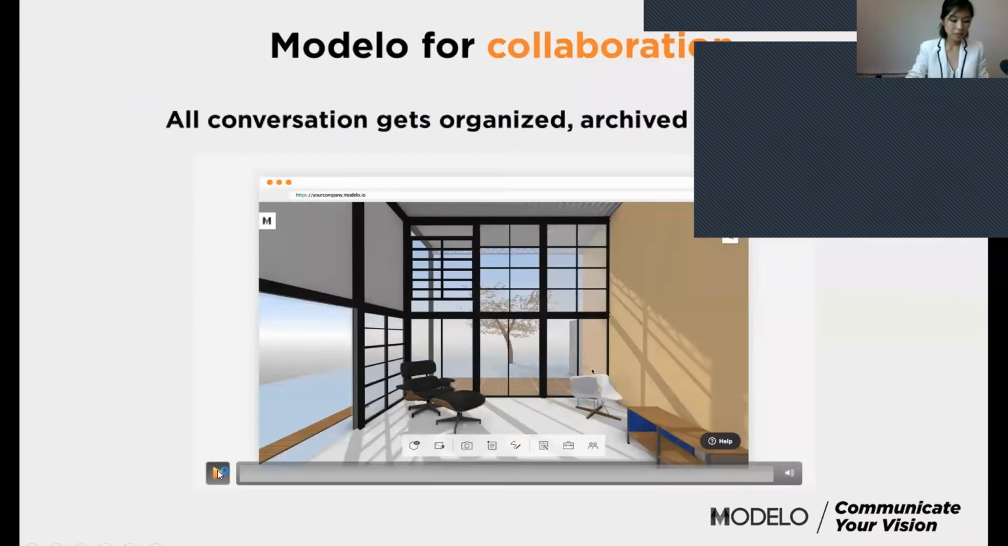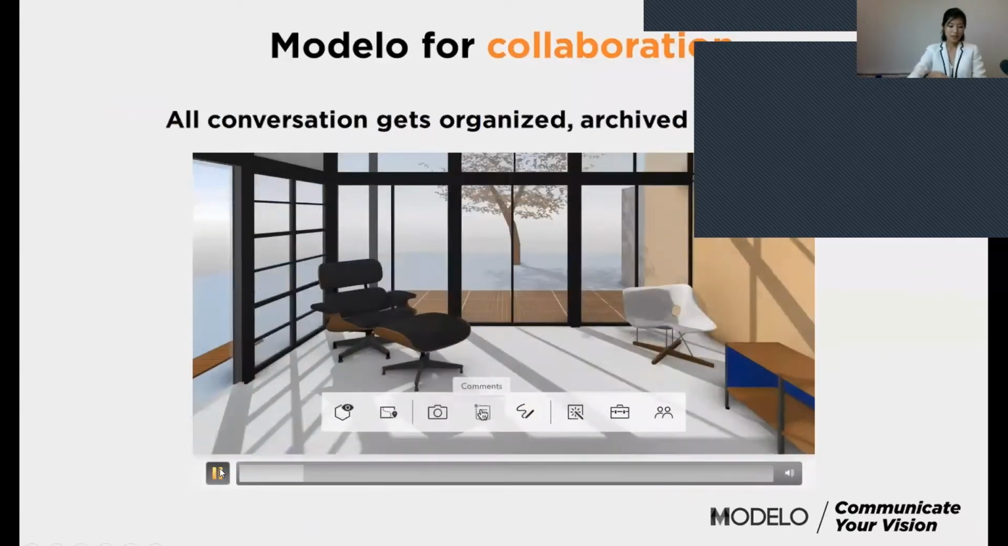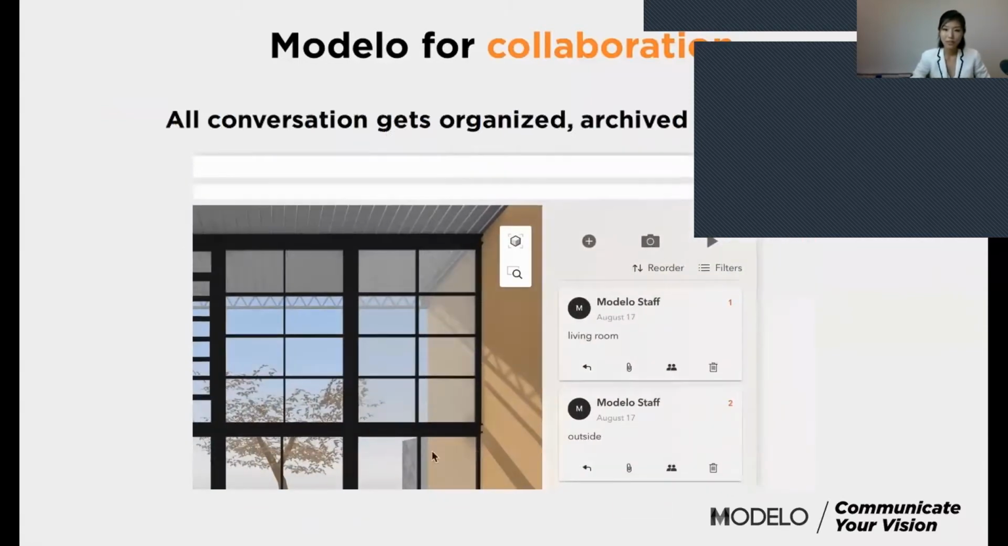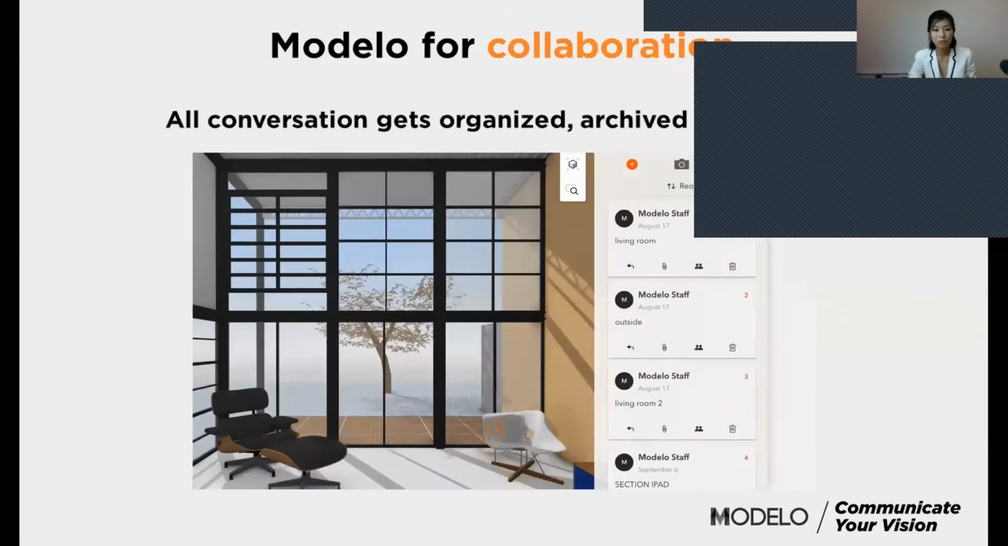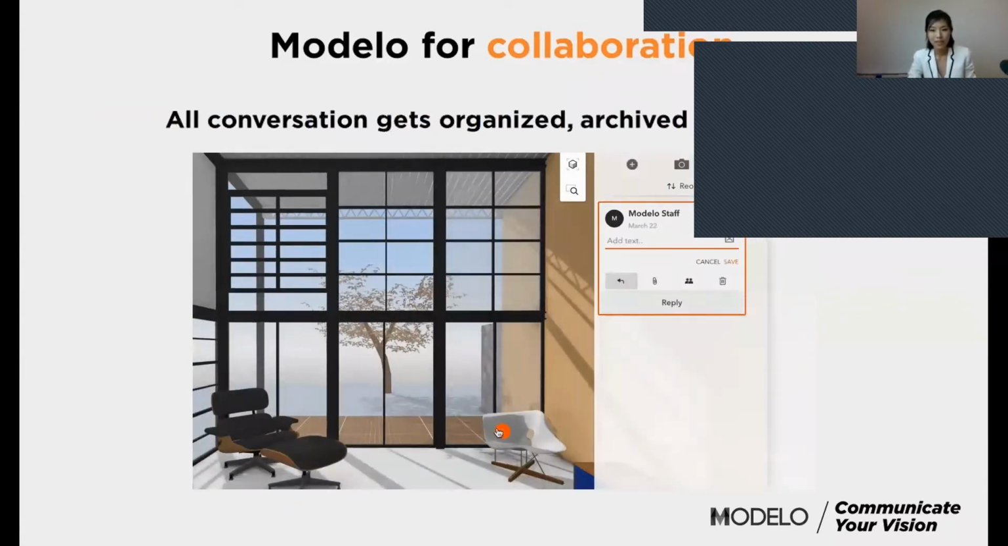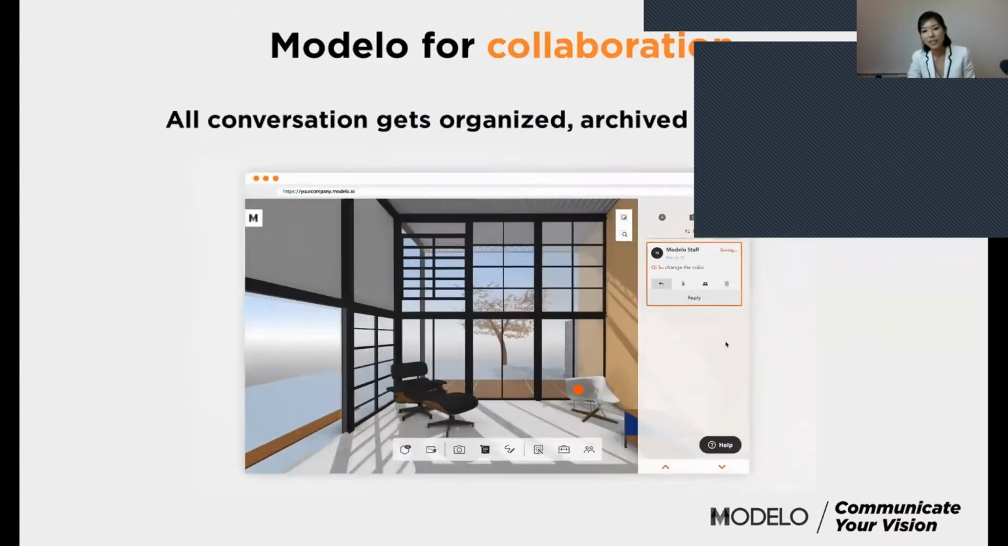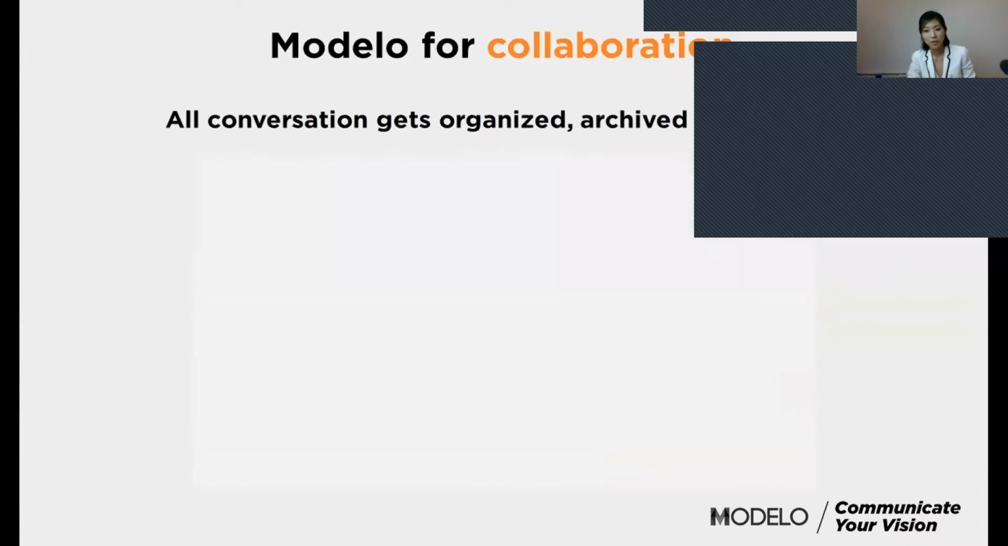Modelo for collaboration also means that you can make 3D comment cards right on the 3D model. And all of these cards can be assigned. You can assign them to colleagues, they'll get a notification. And when something's resolved, you can also mark it resolved. So it's a very good project management tool.